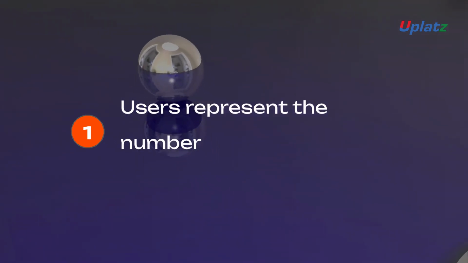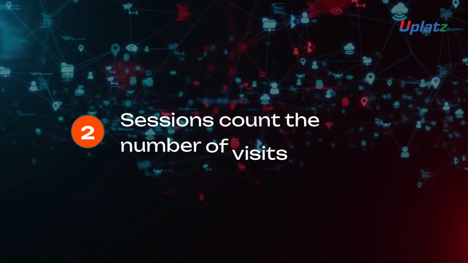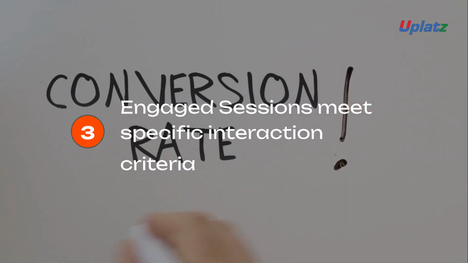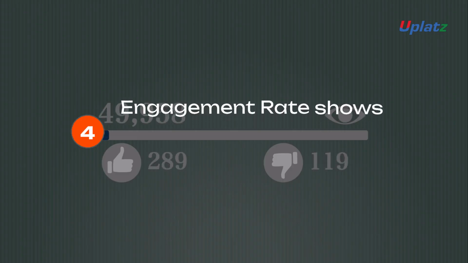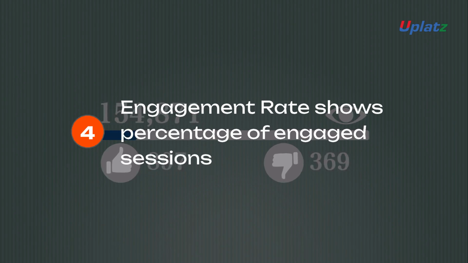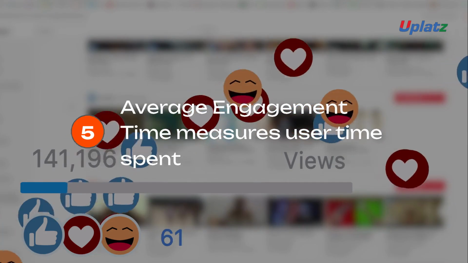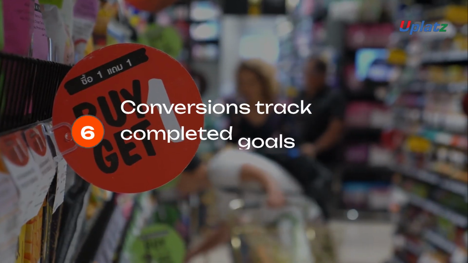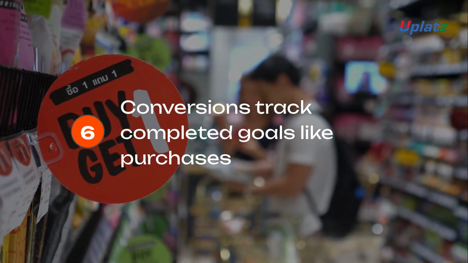Users, the number of individual people who visited. Sessions, the number of visits. Engaged sessions, sessions where the user spent more than 10 seconds, viewed 2 pages, or completed a conversion. Engagement rate, the percentage of sessions that were engaged. Average engagement time, how long users actually spent with your content. Conversions, completed goals like purchases, sign-ups, or form submissions.